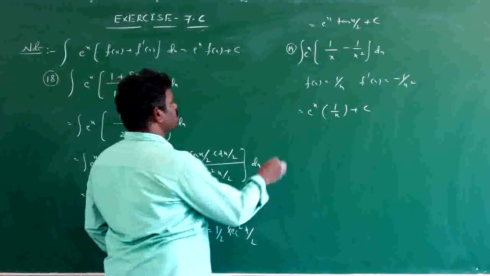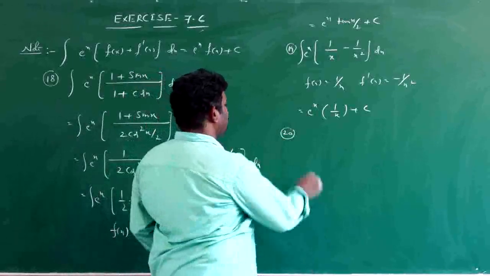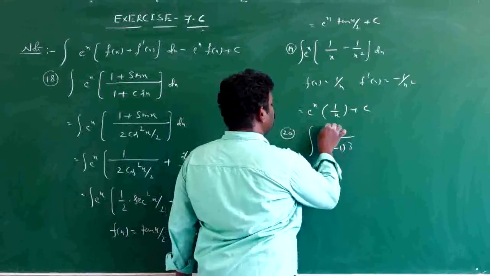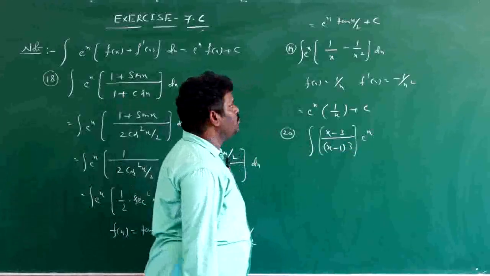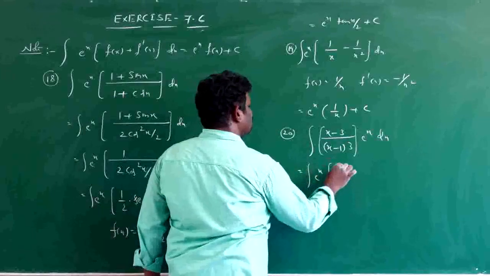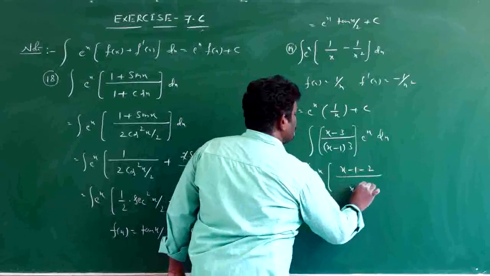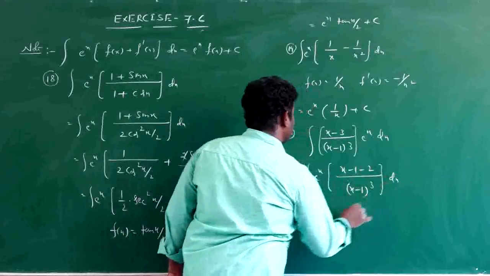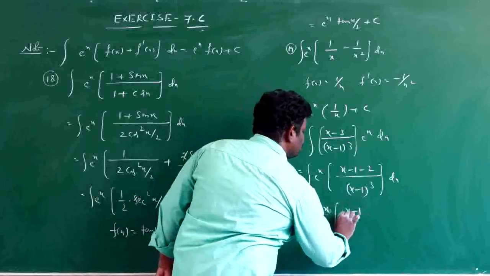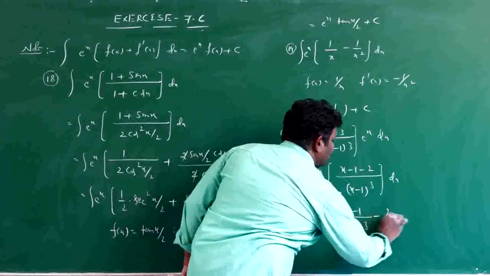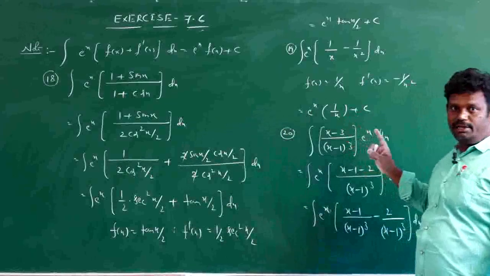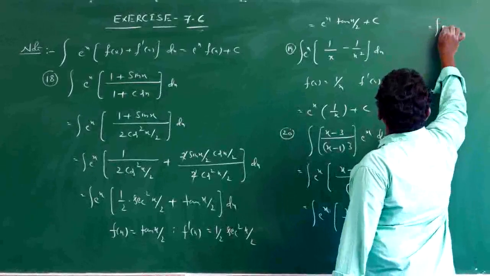Next, the 20th one is also important, a previous CET question: the integral of (x − 3)/(x − 1)³ into e^x dx. Simplifying, we write the integral of e^x into (x − 1 − 2)/(x − 1)³ dx, that is, (x − 1)/(x − 1)³ − 2/(x − 1)³, dx.